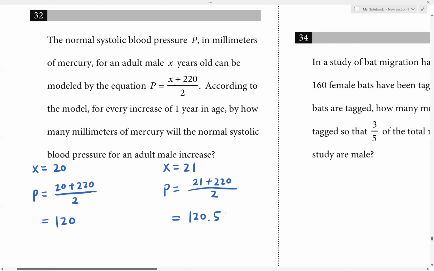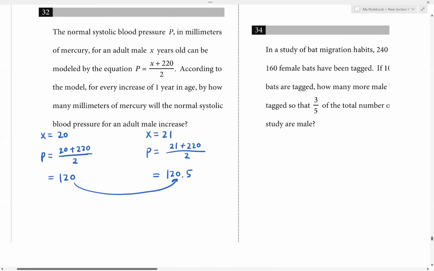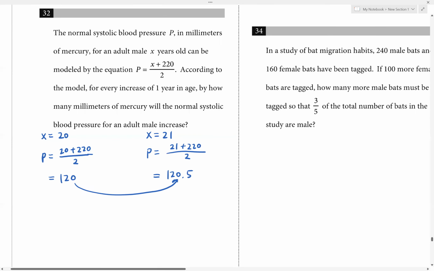All right, so by how much does the blood pressure increase? We went from 120 to 120.5. It increased by how much? Increased by 0.5. So 120 to 120.5 is a 0.5 increase, and that should be our answer. The age increased by 1, and the blood pressure increased by 0.5. You can either say 0.5 or 1/2. Either one will be correct.